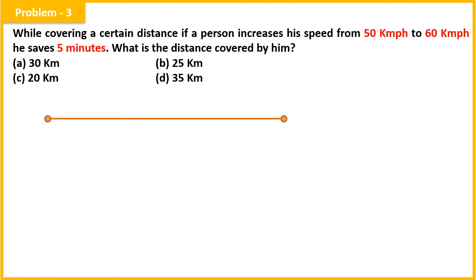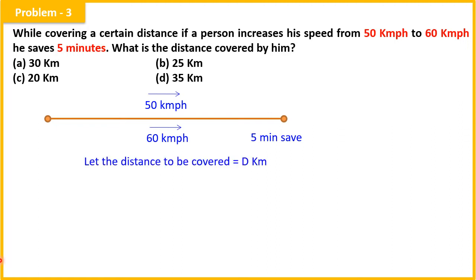Okay, let us consider this is the distance traveled by the person. If he travels at the speed of 50 km per hour, he requires a particular time. But if he travels at the speed of 60 km per hour, definitely he is going to save 5 minutes. So what is the distance covered by him? That is the question. How are we going to build the equation for this?